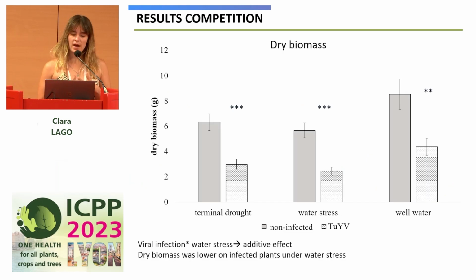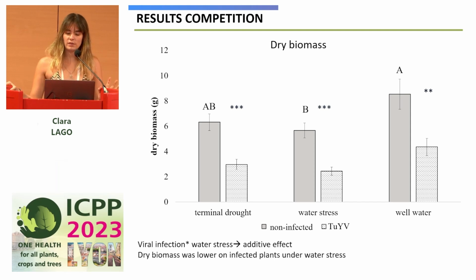We observe that when we compare infected plants with non-infected plants, the dry biomass was significantly lower in infected plants in the 3 water treatments. We also observed that for non-infected plants, the dry biomass was significantly lower under a water stress regime compared to well-watered conditions. And we observed the same for the plants that were infected. And by calculating the ratio, we observed that the interaction between both stresses is additive.